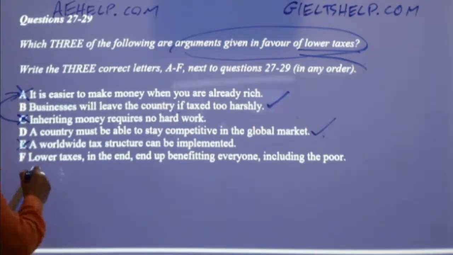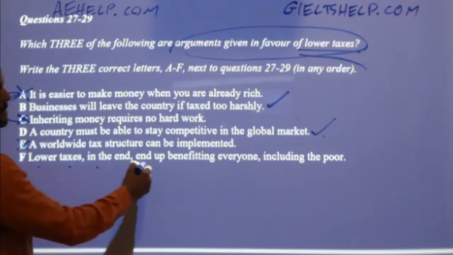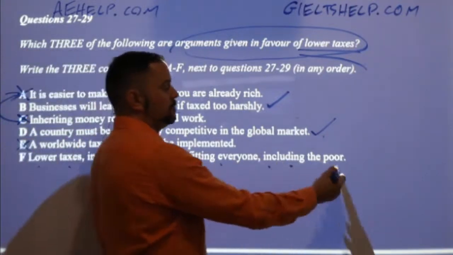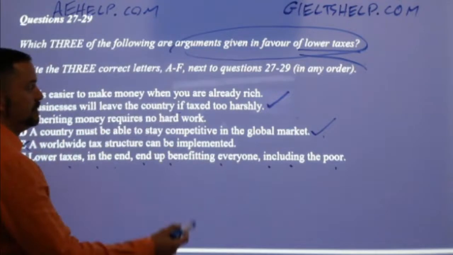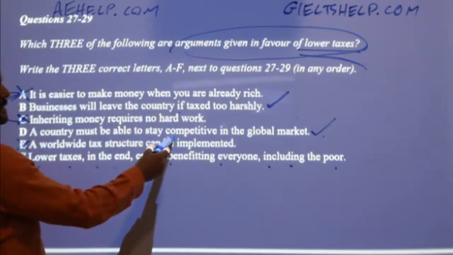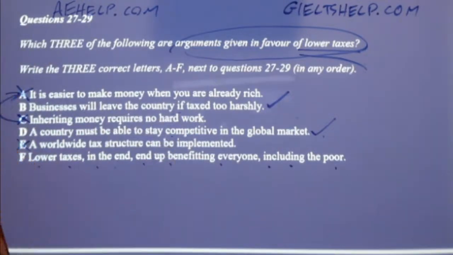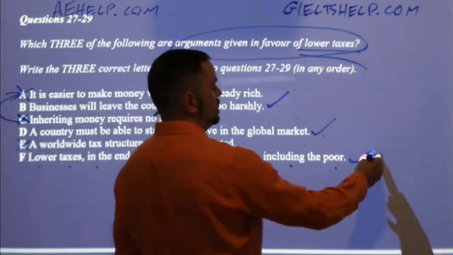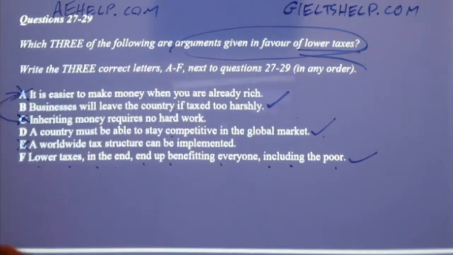Then it must be F. Lower taxes in the end benefit everyone, including the poor. Why? Because businesses stay competitive and people have jobs, right? So the correct answers in any order were B, D, and F.